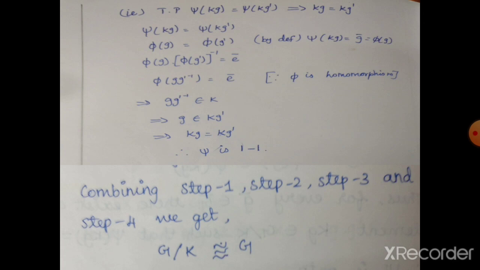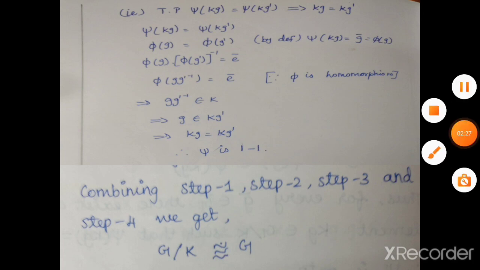Finally, that will be an isomorphism, since the isomorphism definition is homomorphism and 1 to 1. Already the homomorphism is proved, so the remaining proof will be 1 to 1 alone. In step 4 we have to show that psi is 1 to 1. So combining the 4 steps we can easily say g by k is isomorphic to g bar.